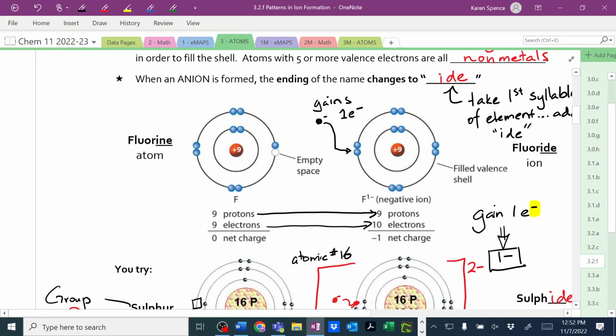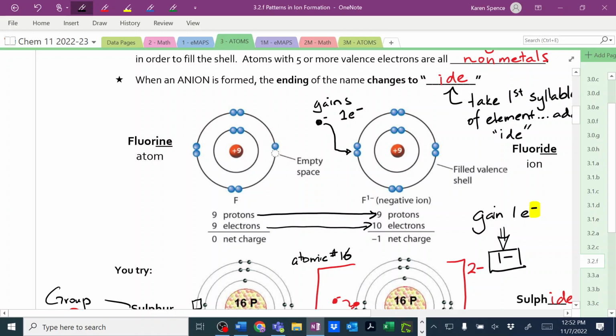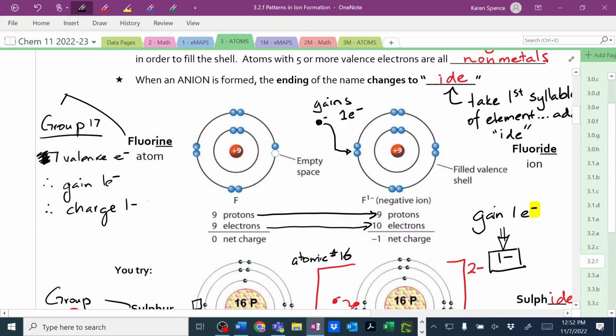What if we go back here to fluorine? What group is fluorine in? Group 17. How many valence electrons? 7 valence electrons. Sorry about that. Therefore, it will gain 1 electron. Therefore, the charge is 1 minus.